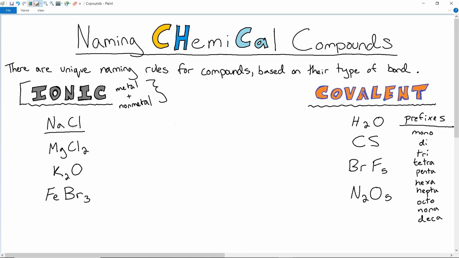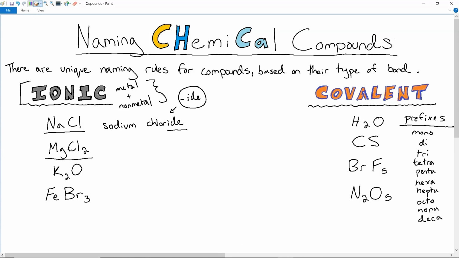Now, the naming conventions are pretty straightforward. We're going to write the name of our first atom, which is sodium. And then for the name of our nonmetal, we're going to change its ending to an "ide." So instead of chlorine, we get chloride. And that's going to be our suffix that we use at the end of our nonmetal name.